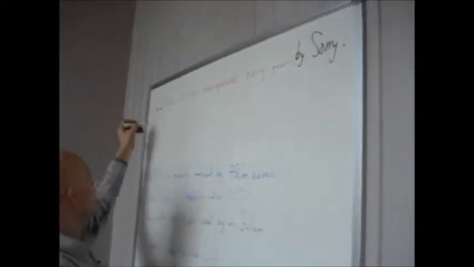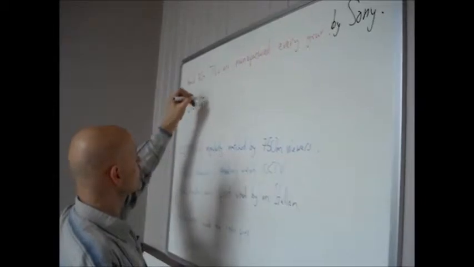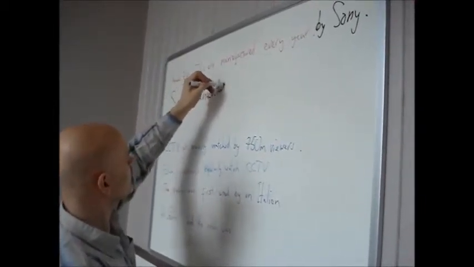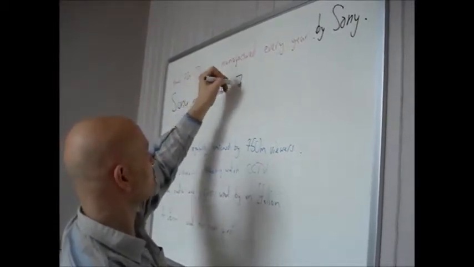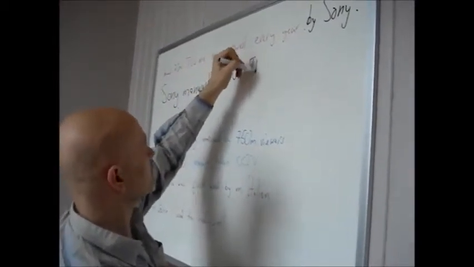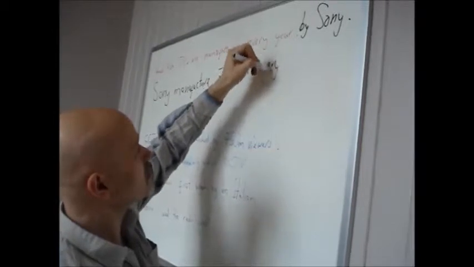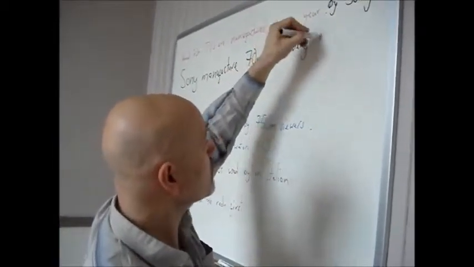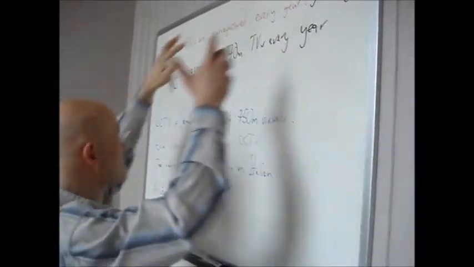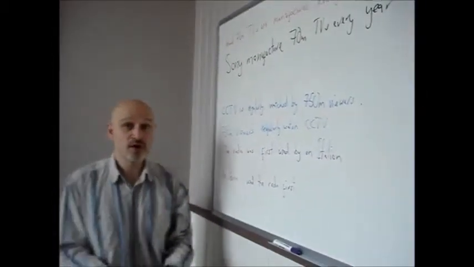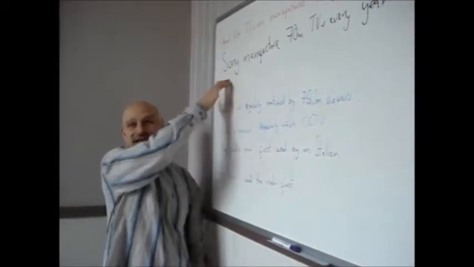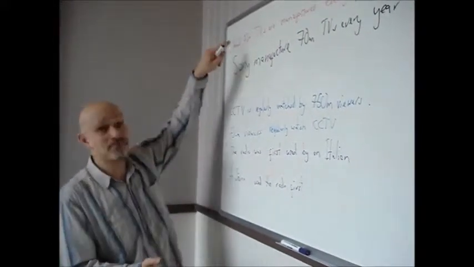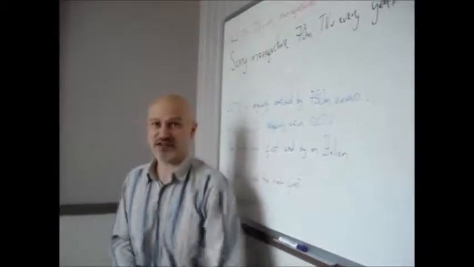Then we could say Sony manufacture 70 million TVs every year. Suddenly, when we have the person who did the action, we can then put the sentence into the active if we want to. But maybe we're not interested in the company that manufactures the TV, just how many are manufactured every year.